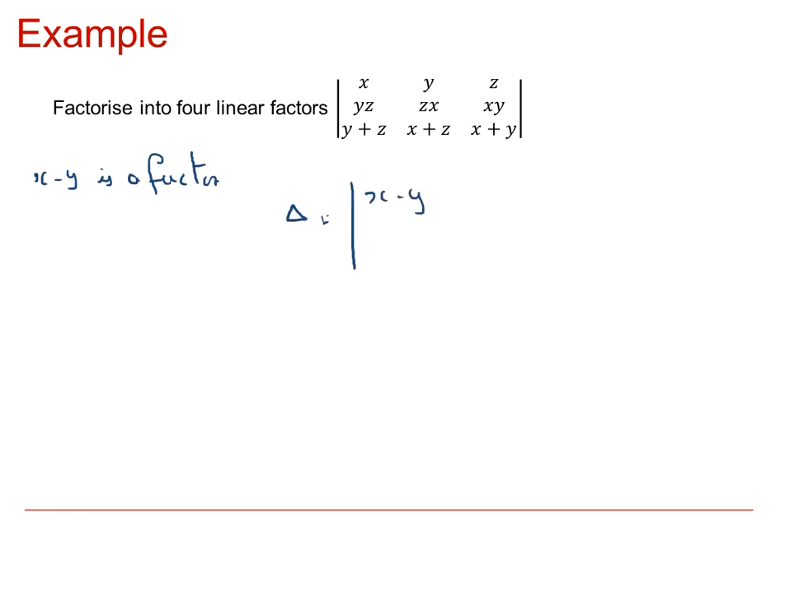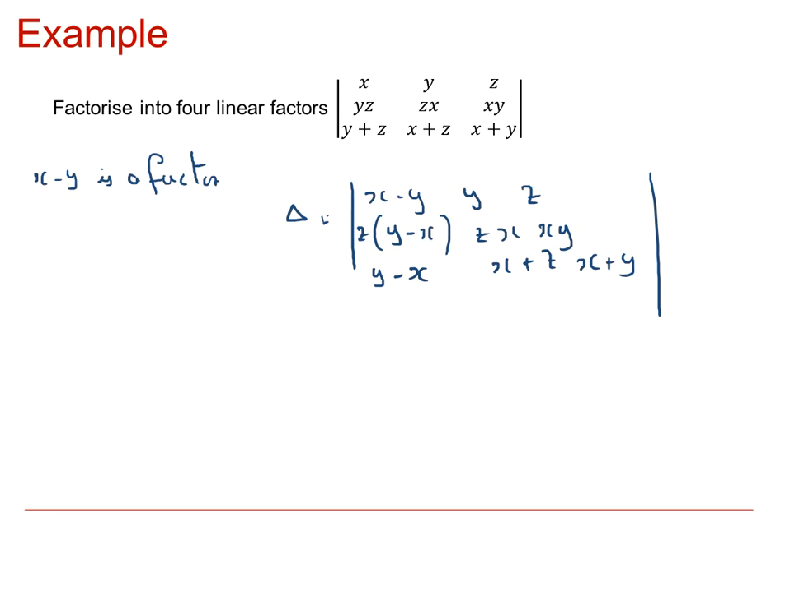x minus y, y, z in the first row, and then z times y minus x, zx and xy in the second row, and finally y minus x, x plus z, and x plus y in the third row.